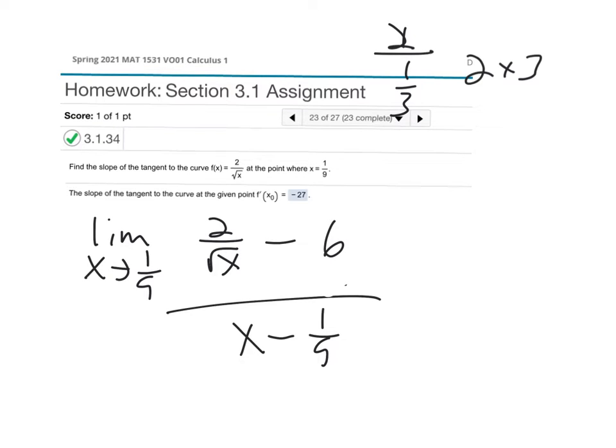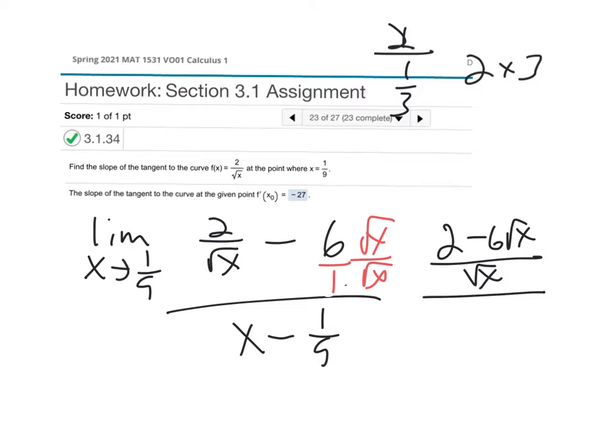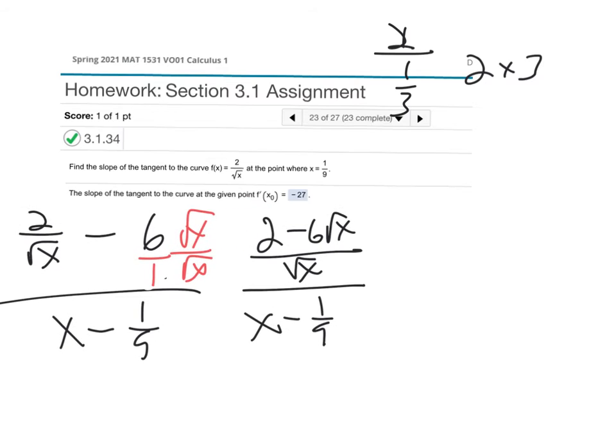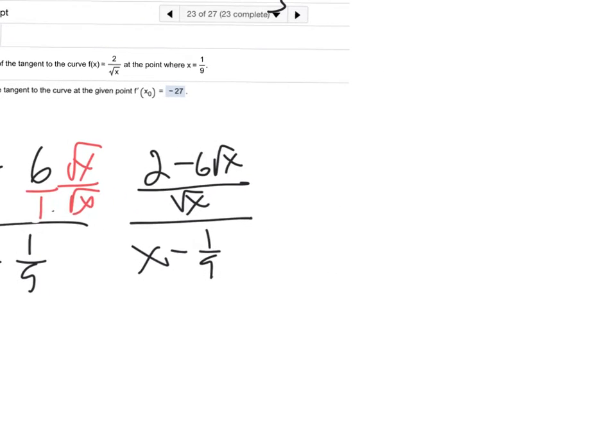And then I want to get a single fraction in the numerator, so I'm going to multiply by the square root of x over the square root of x, and of course that's over 1. So that gave me 2 minus 6 square roots of x over the square root of x, all over x minus 1/9. And if I try to substitute in 1/9 now, I still get 0 over 0, so I know I need to do some more work.